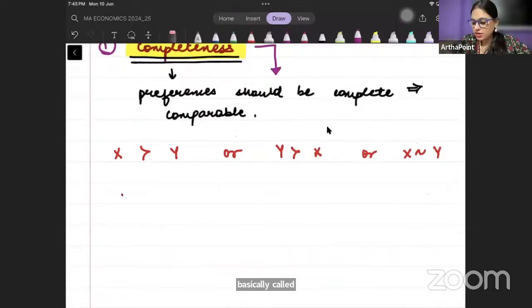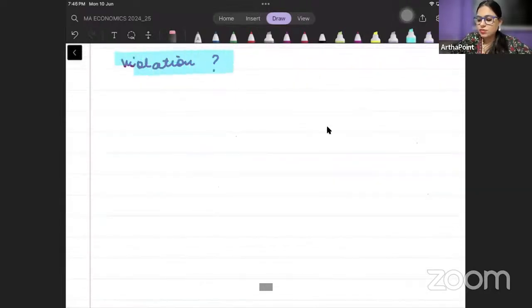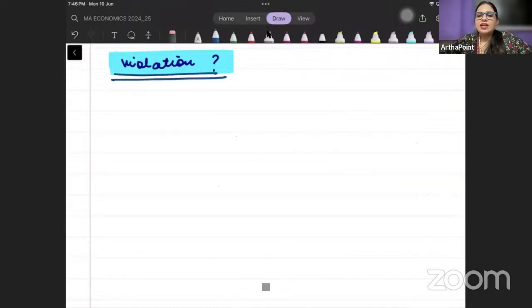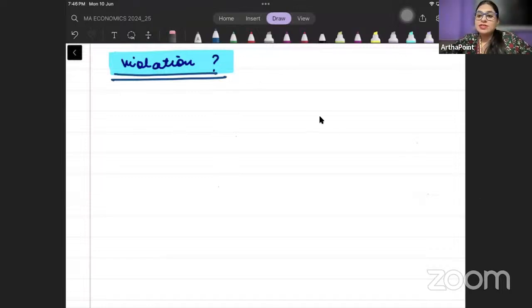Can you tell me a violation of completeness? When would completeness be violated? Anyone? When can completeness be violated? So, X is equal to Y. That is also not a violation, because you are able to tell that I prefer X and Y equally. So you are able to make a decision. Then completeness is not violated.